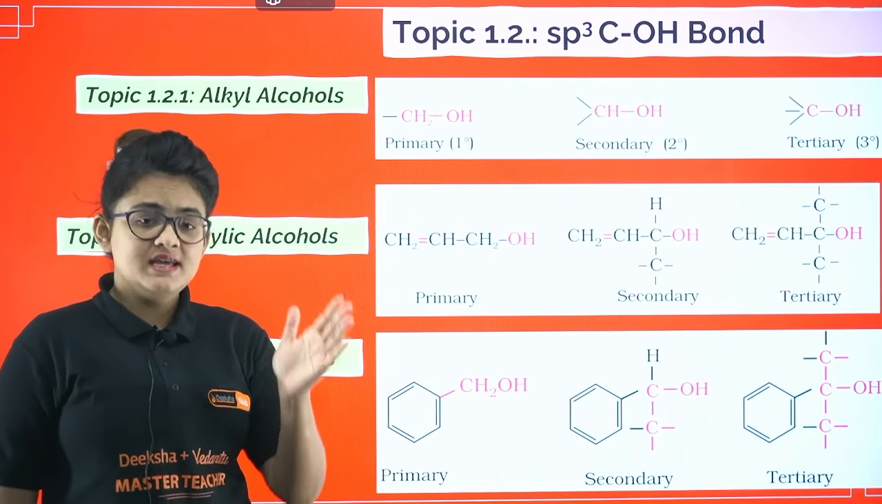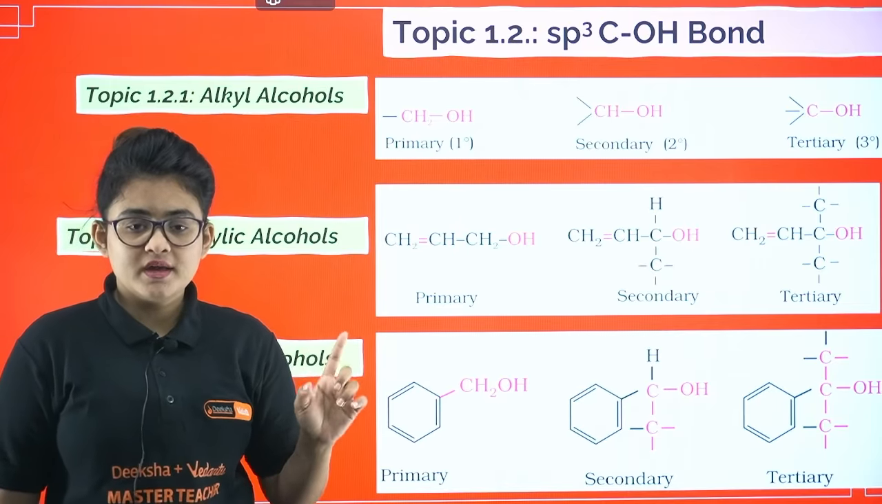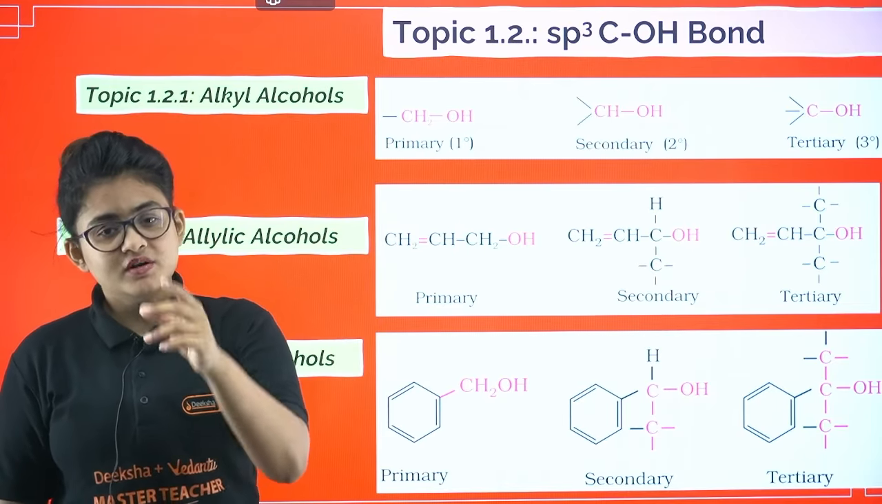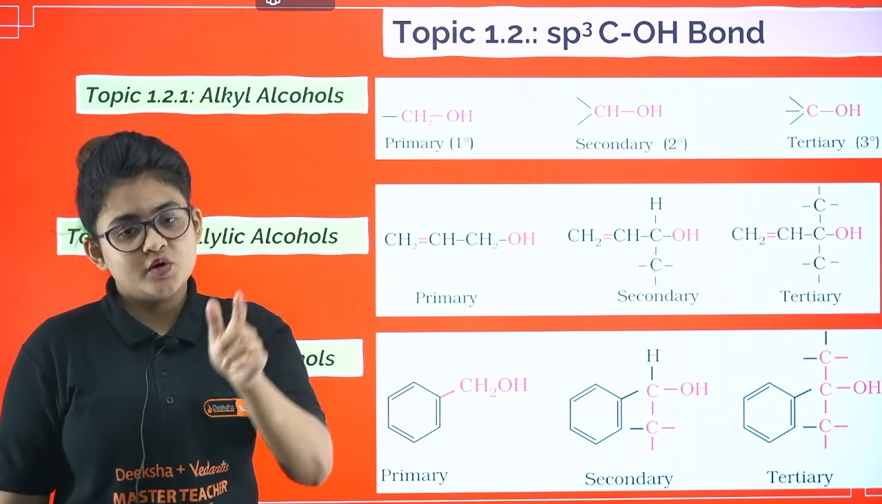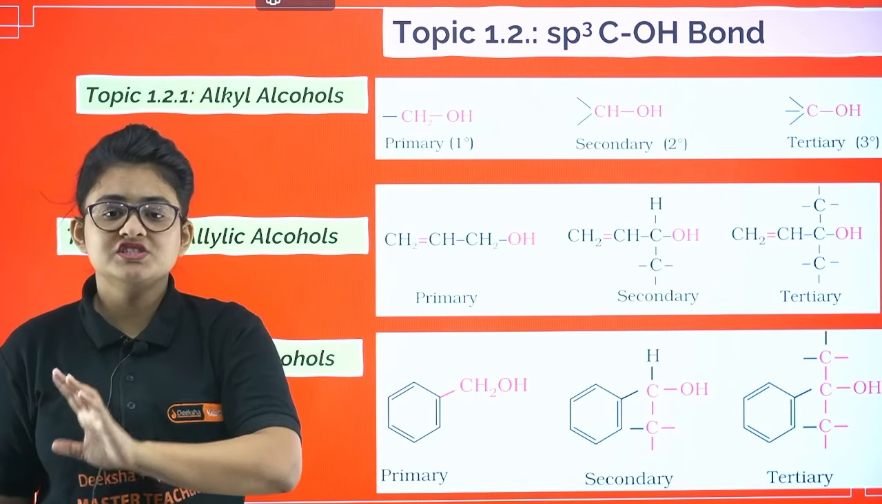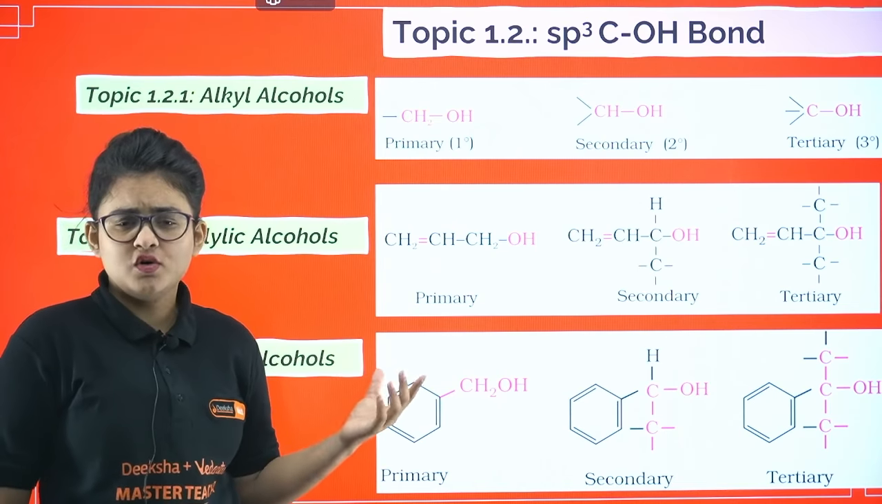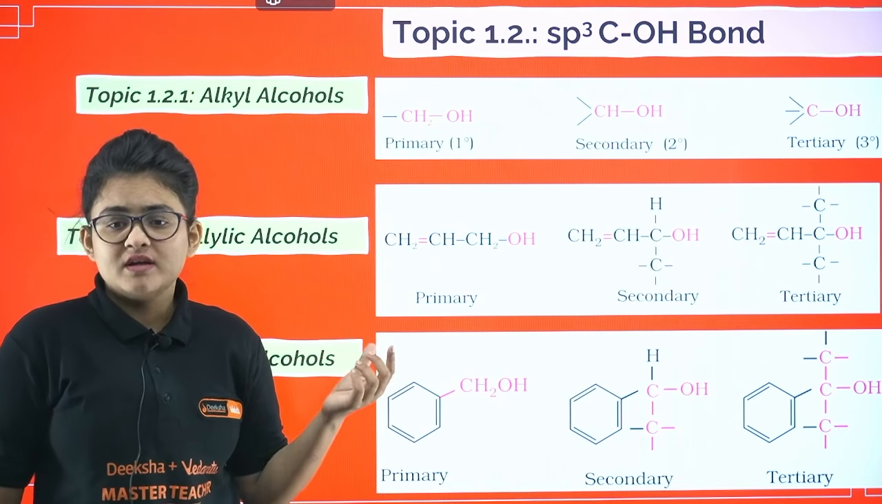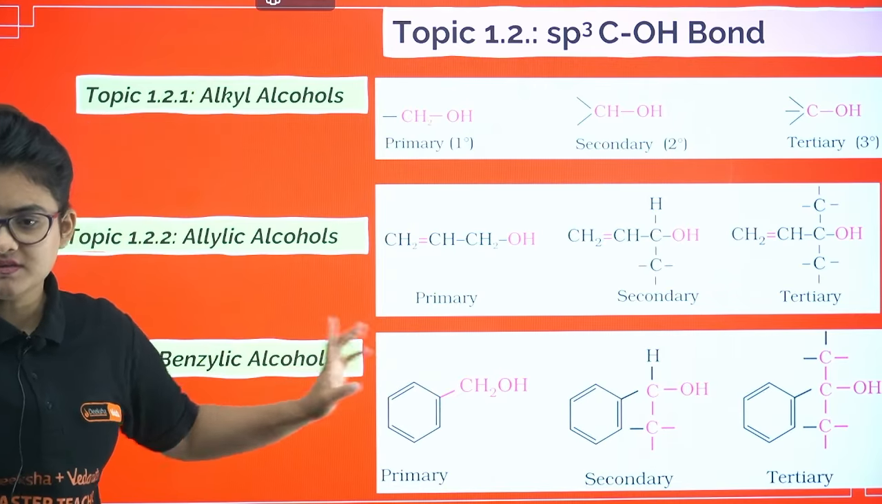Allylic means C double bond C, single bond C, OH. One double bond, one single bond, and that carbon is containing the OH. So carbon, double bond carbon, single bond carbon, OH, that is the allylic unit. In that particular case also, the allylic carbon can be primary, secondary and tertiary. You can see the examples are given here.